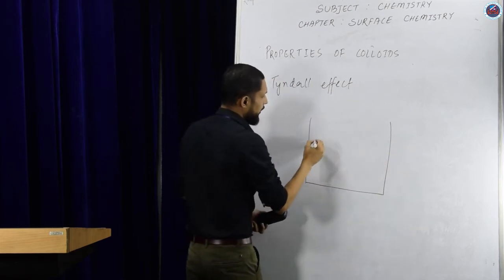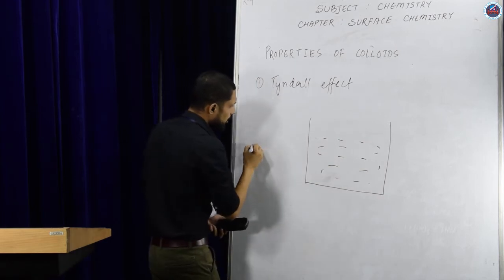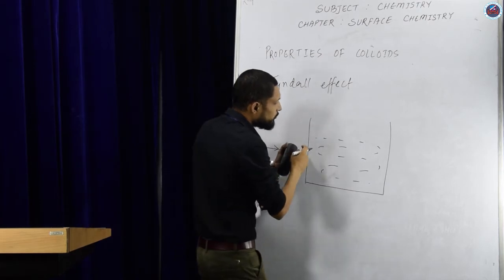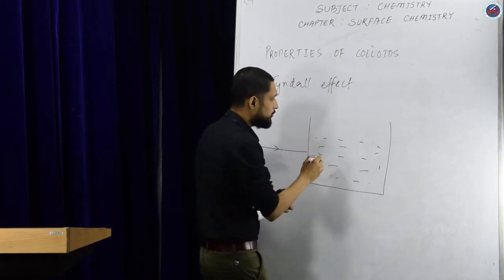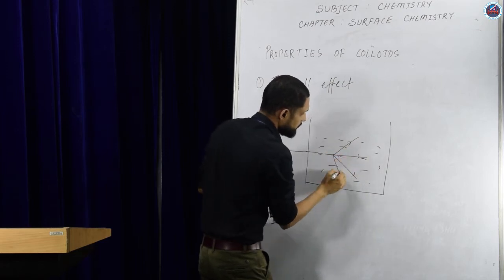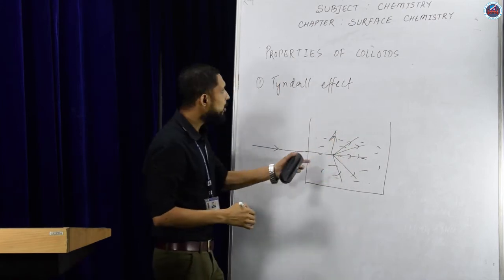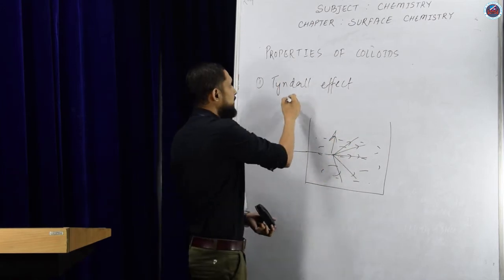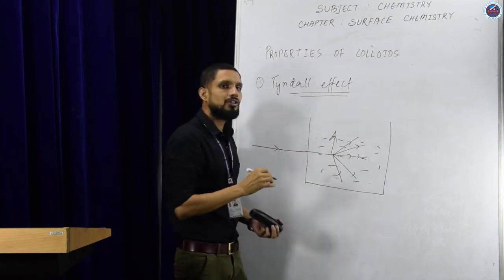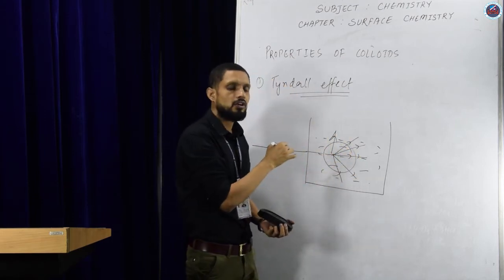So in Tyndall effect, you take a colloidal solution. If a light ray, the sunlight, passes through the colloidal solution, the light ray will scatter. So this scattering of light in colloidal solution is known as Tyndall effect. This is due to the heterogeneous nature of the particles in the colloidal solution.